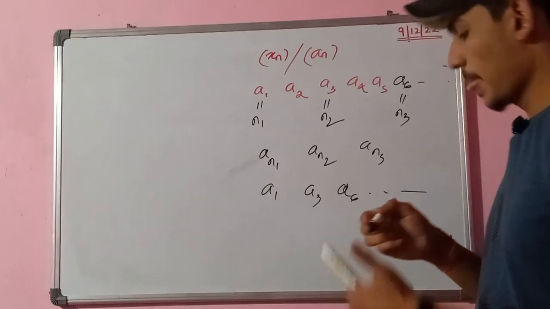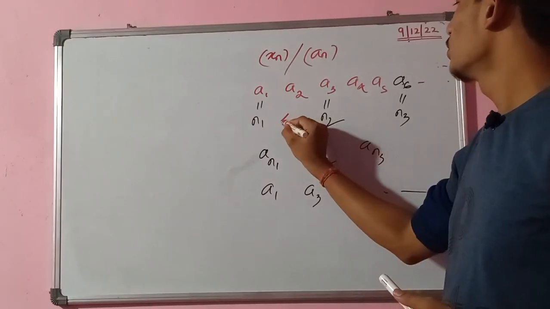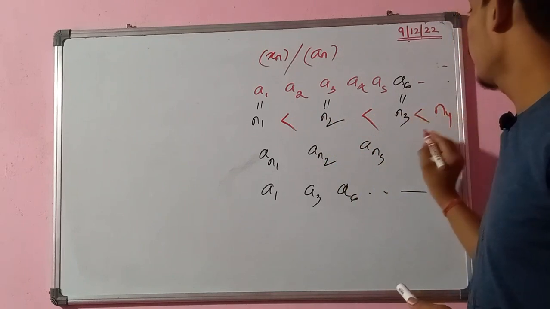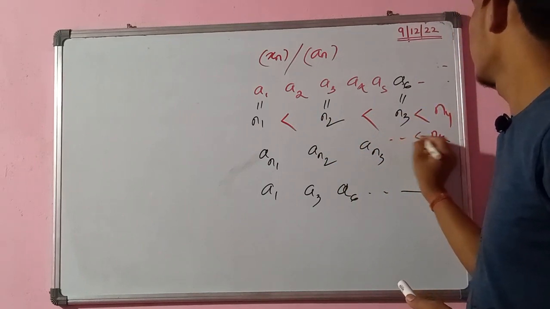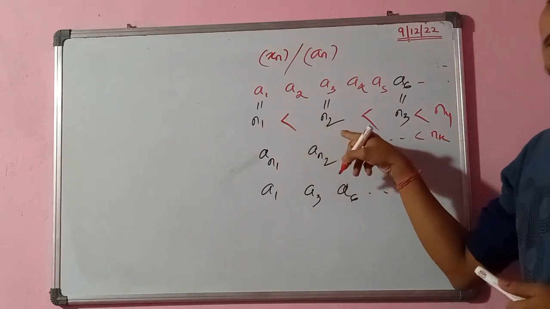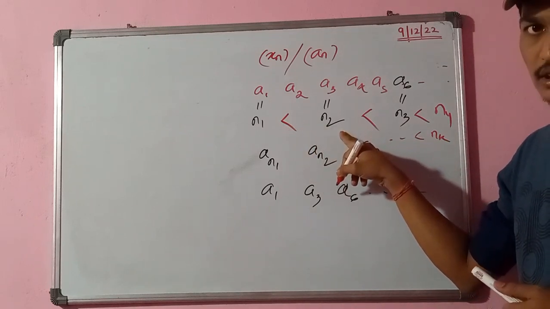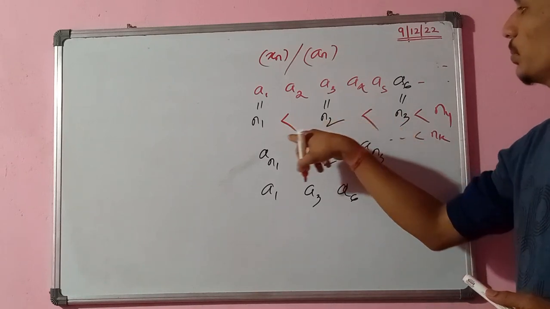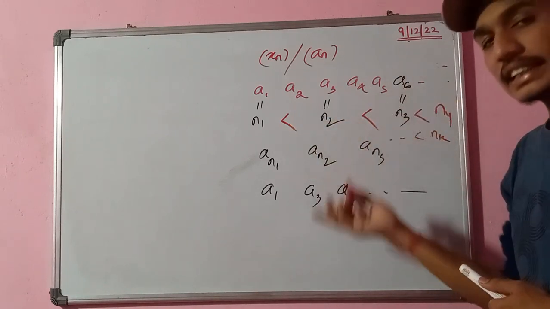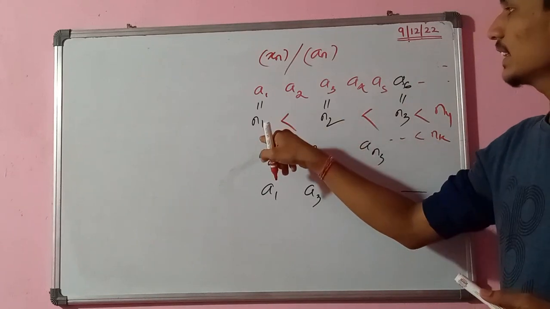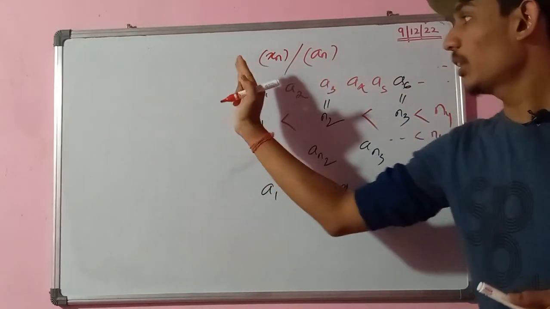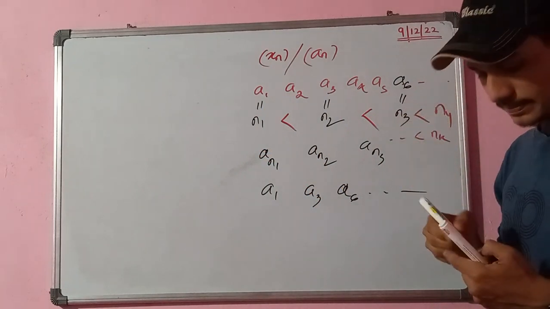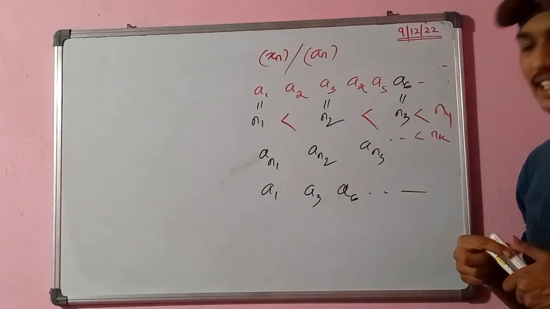See here, my n1 should be less than n2, which should be less than n3, and similarly less than n4, up to nk. Why is this less than? To represent the order. The order should be the same. It can't be a decreasing sequence. It should be strictly increasing. Always n2 should be greater than n1. You can't go that side. You have to always go this side, because order is most important in a sequence. I hope this is clear.